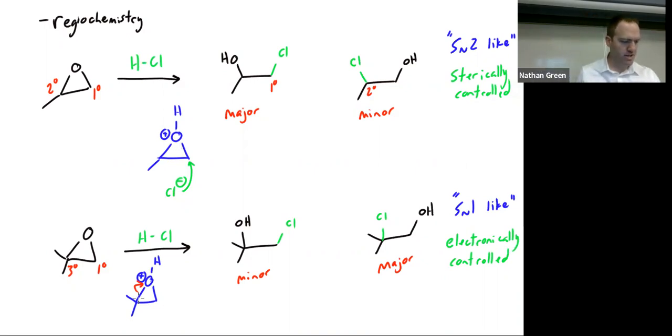The major difference between these two is how much does that bond start to break? Up here, you are not going to make a primary or secondary carbocation. It's just not stable enough. Down here, you can start to break this bond and get a lot of positive charge down here. The carbon isn't going to like it, but it can handle it because it's tertiary.